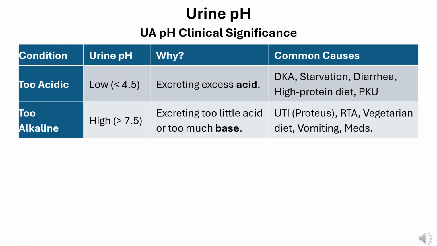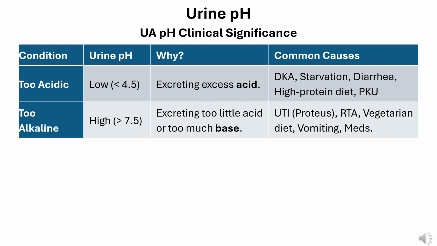Urine pH. Distal tubular cells exchange hydrogen for sodium of the glomerular filtrate, and the urine becomes acidic. UA pH clinical significance. Urine pH too low, acidic, less than 4.5. When urine pH is consistently low, very acidic, it means the kidneys are excreting a lot of acid, or there is a systemic issue causing high acid production.